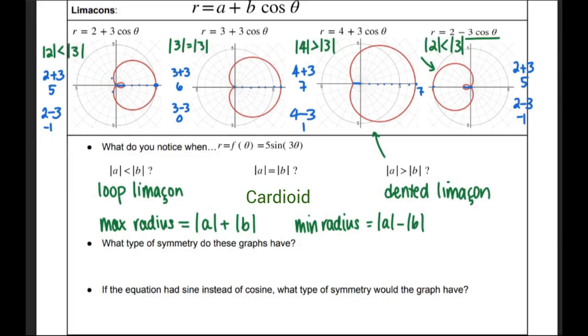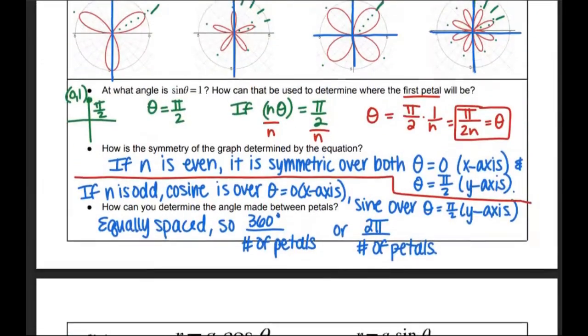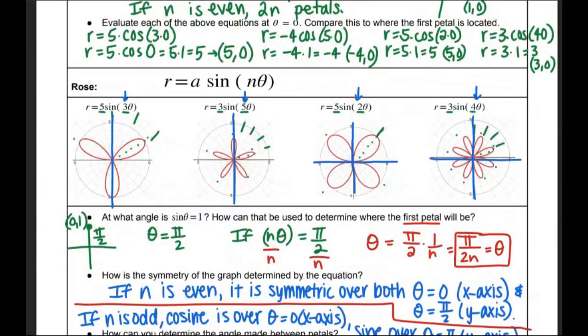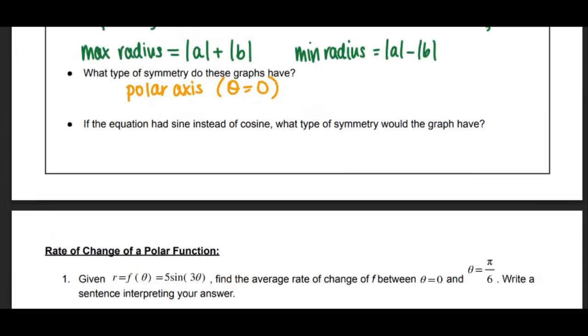All right, and then what kind of symmetry do these all have? Well, these all have symmetry over the x-axis, which is the polar axis, which is when theta equals 0. All right, if the equation had a sine instead of a cosine, what type of symmetry would the graph have? When we had circles, we had symmetry over pi over 2. When this had a sine, we would have symmetry over pi over 2. If the equation had a sine instead of a cosine, the symmetry would be at theta equals pi over 2.